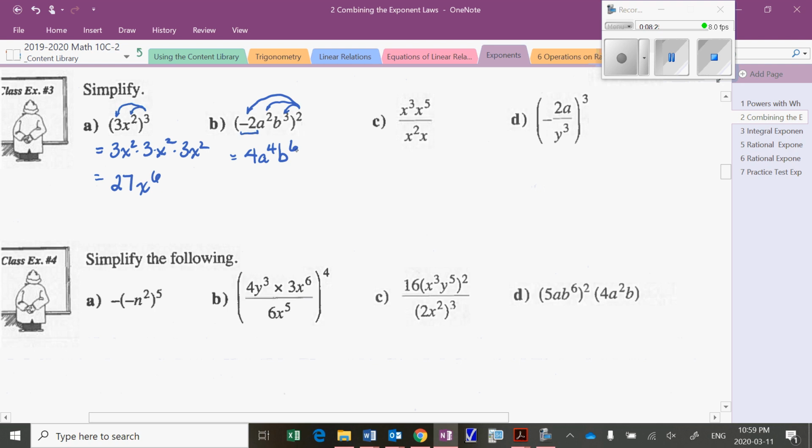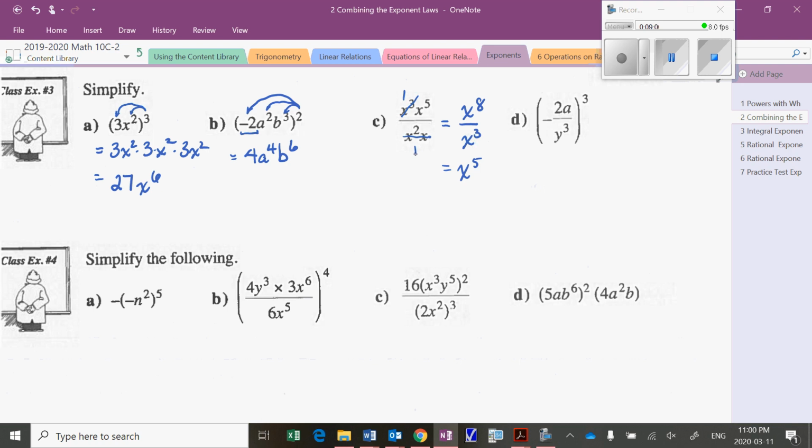For C, there's a whole lot of x's happening here. If it helps, just clean up that numerator first. So that's the same as x to the 8th divided by x cubed, and then that is x to the 5th. Alternatively, some people might say, hey, x squared times x, that's x cubed. So this, if I expanded it, is the same as this. And so those over each other is simply 1, leaving us with the x to the 5th.